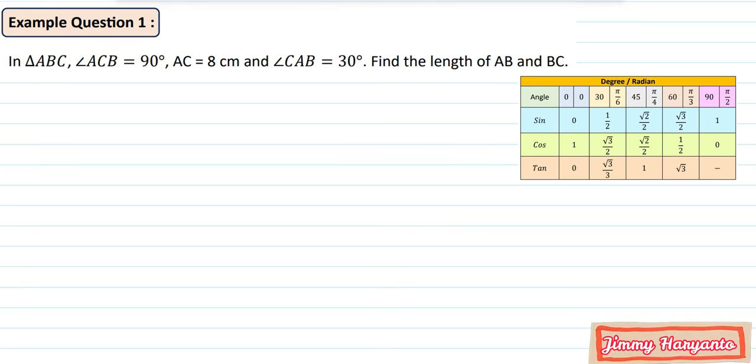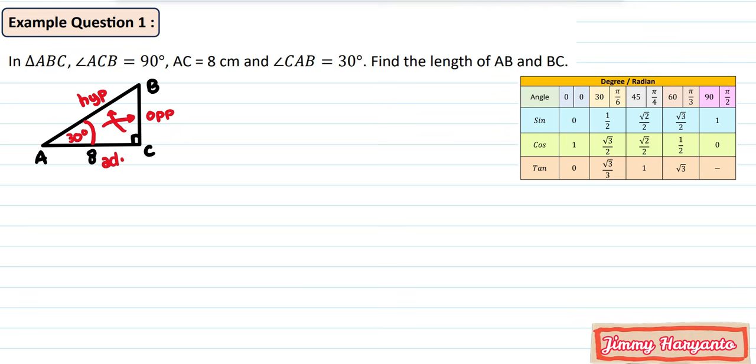In triangle ABC, angle ACB is 90 degrees. So it will become like this. This is C, this is A, this is B. AC is 8 centimeters. We don't need to write down the unit. Angle CAB is 30 degrees. We need to focus on this angle. For this angle, this one will become the opposite, this one will become the hypotenuse, and this one is the adjacent. The question wants you to find the lengths of AB and BC.